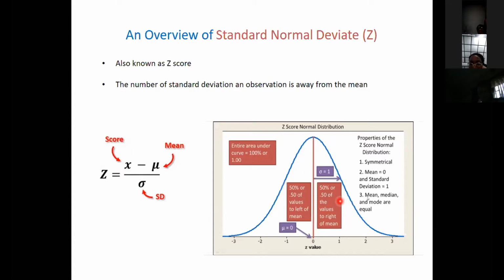Now, how do you prove that this area is 1? We know that the normal distribution is bilaterally symmetrical. One side is a mirror image of the other. If that is the case, this one is half, this one is half, and half plus half is 1. That's one crude way of proving it.